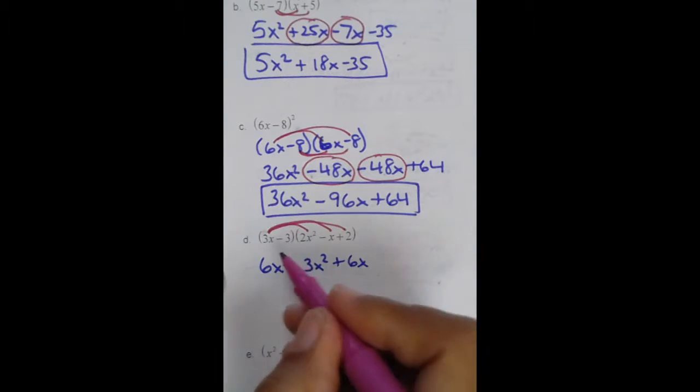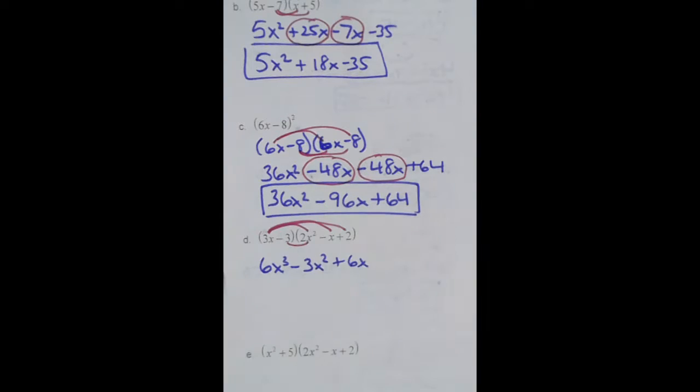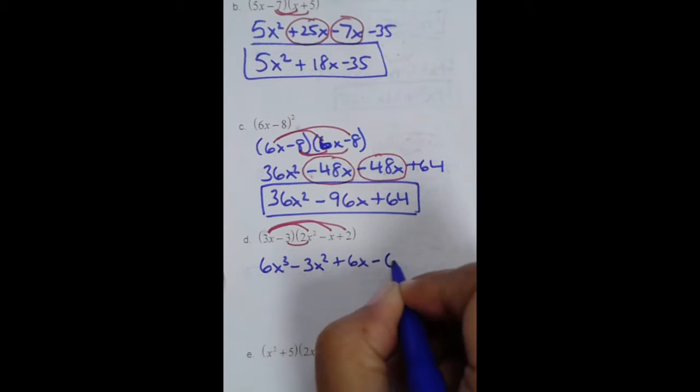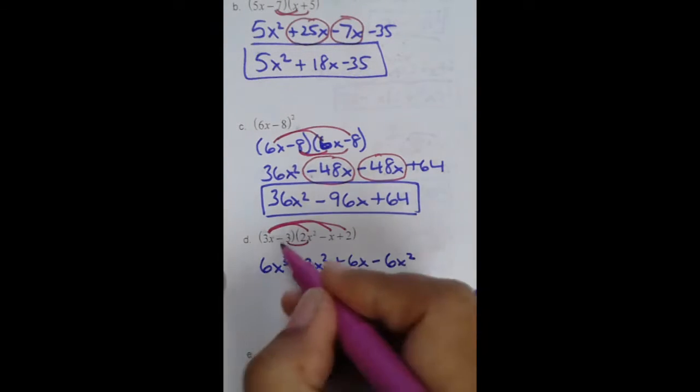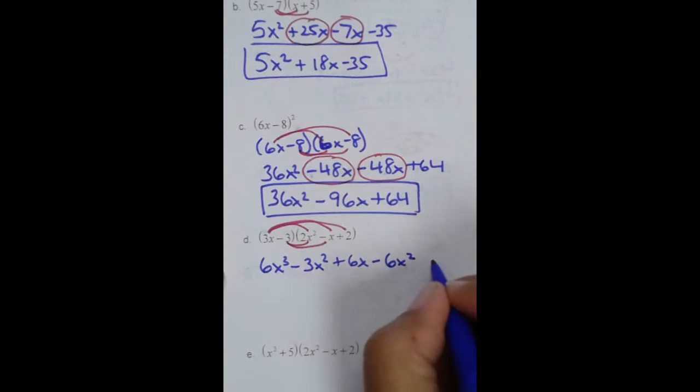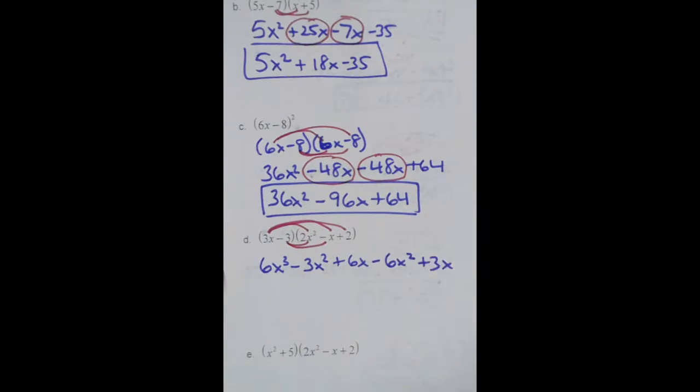All right, now let's distribute this negative 3. Negative 3 times 2x squared is a negative 6x squared. Then we have a negative 3 times negative x, which is a positive 3x. And then negative 3 times 2 is negative 6.